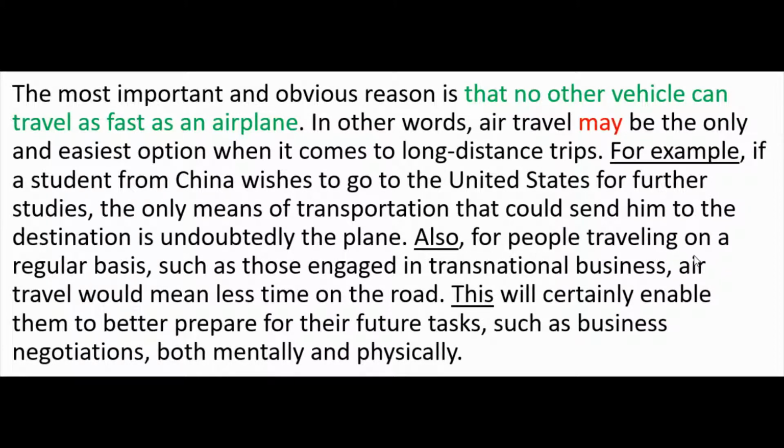Also, for some people traveling on a regular basis, such as those engaged in transnational business, air travel would mean less time on the road. This will certainly enable them to better prepare for their future tasks, such as business negotiations, both mentally and physically."